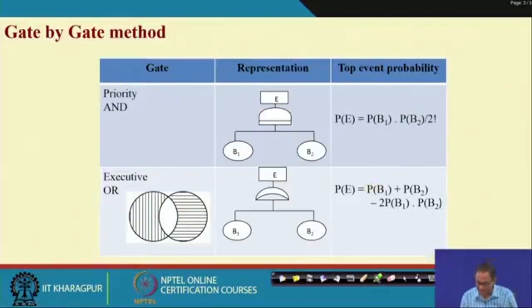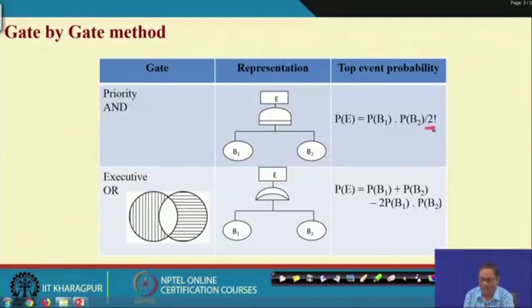What will happen if it is a priority AND gate? Priority AND gate means B1, B2 should occur, but in order. That means first B1 occurs followed by B2. So the probability of E is definitely the intersection probability of B1 and B2 into something. What is this? How many orders are possible and how many are in favor. As there are two input events, either B1 occurs first followed by B2, or B2 first followed by B1. So it is factorial 2 ways this will occur. How many combinations favor this to happen? Only one.